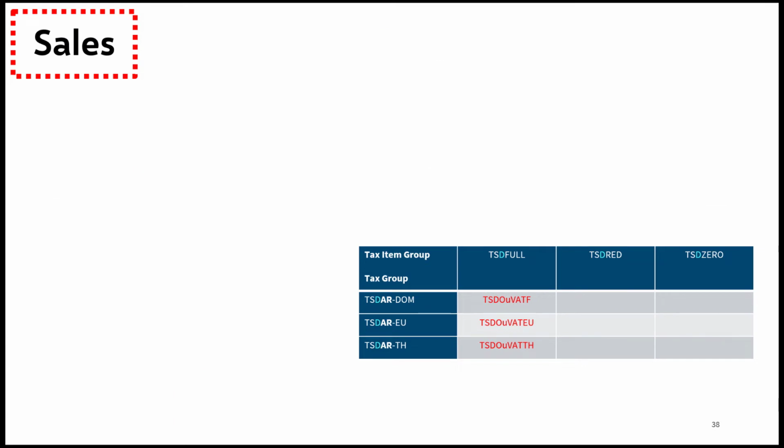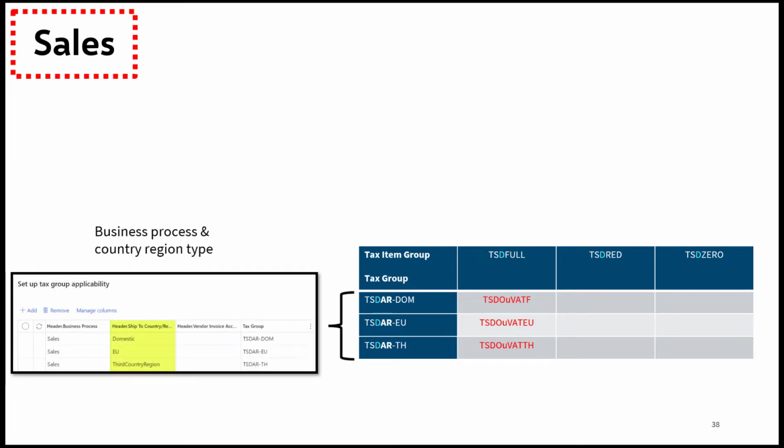Okay, so let us have a look now at a sales transaction first, because they are kind of easier to go through. So on the right hand side, you see the text matrix that I used for accounts receivable, domestic, EU, and third countries. And the determination of whether this is a domestic, EU, or non-EU sale is basically made in the text group applicability form based on the business process. So in this case, it's a sale, and the country and region type. So these two fields in combination define what text group will be applied.